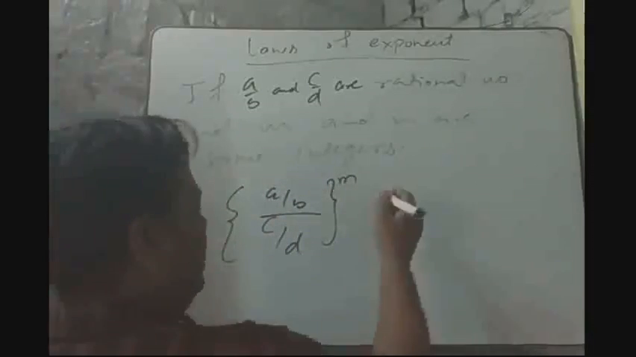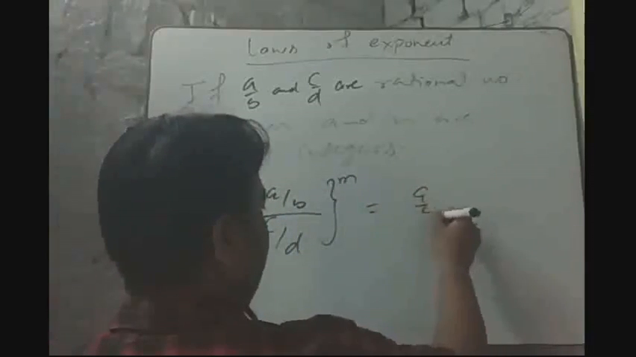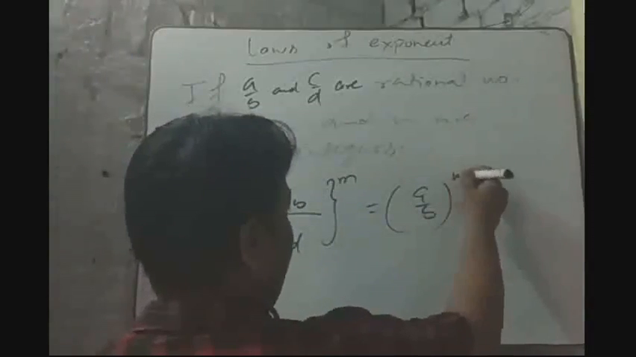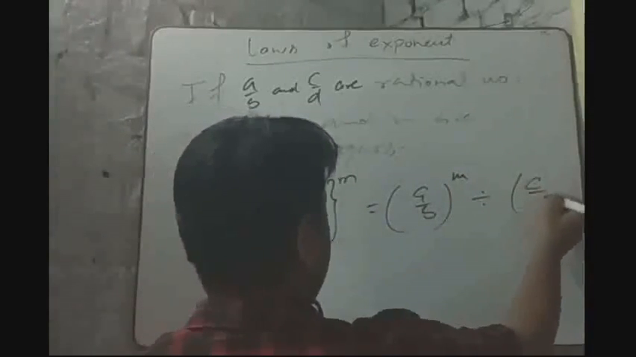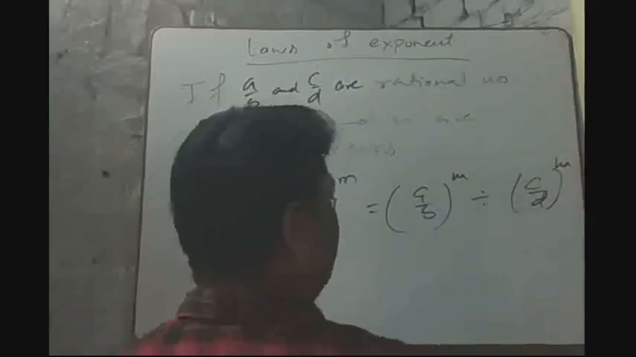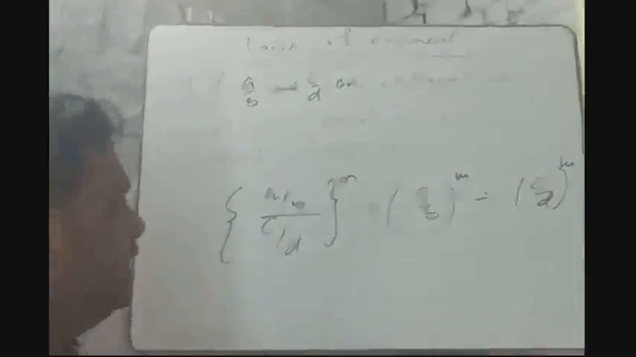If it is in division form, we can separate it. How? Like this: a by b to the power n divided by c by d to the power n. Like this we can solve. This is the equation of the fifth law, and now I am going to explain some solved examples.